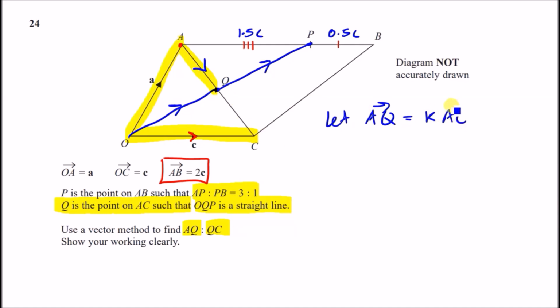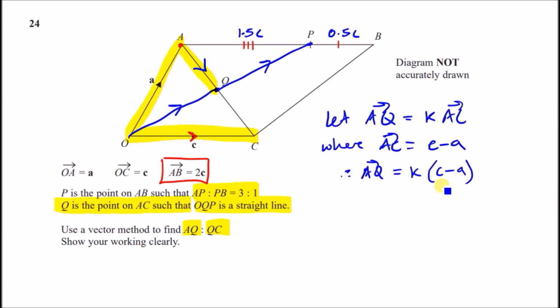The reason why is because we know how to find A to C, and this is not too bad. You start at A, go all the way to C, so you go back in this direction, minus A across plus C, or C minus A. Therefore, A to Q is going to be some scale factor K times the vector C minus A.